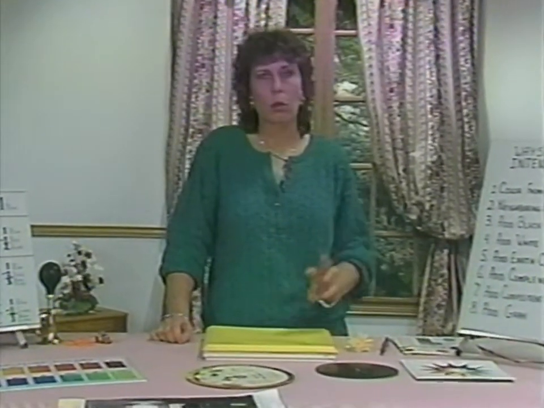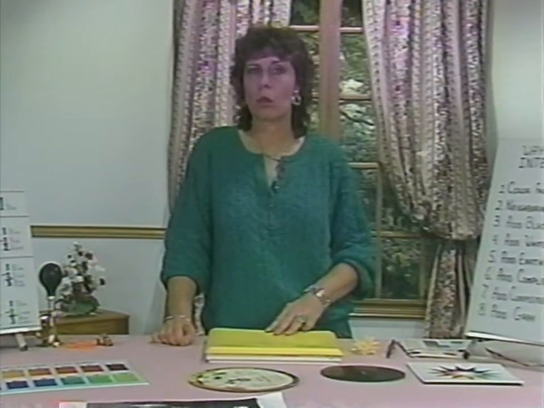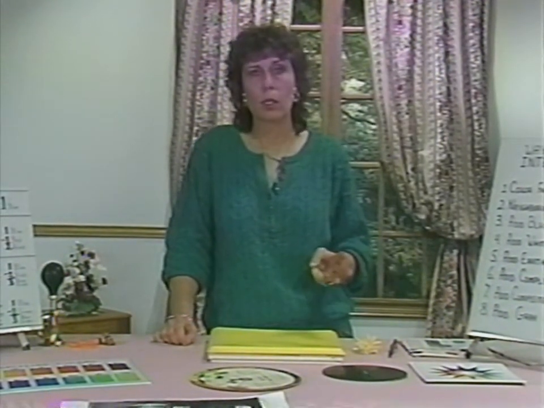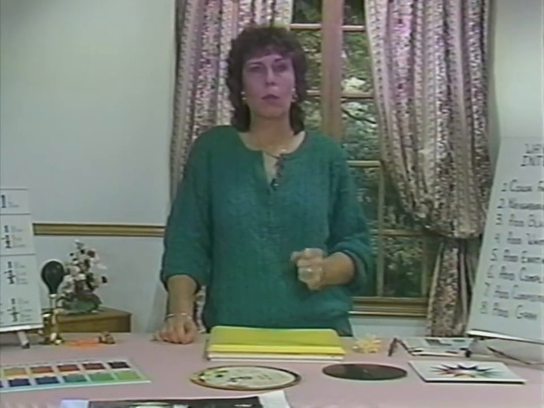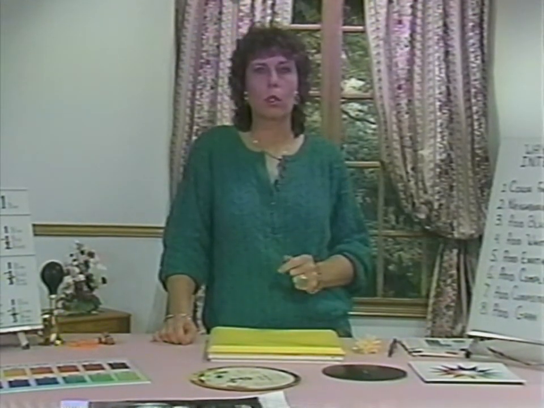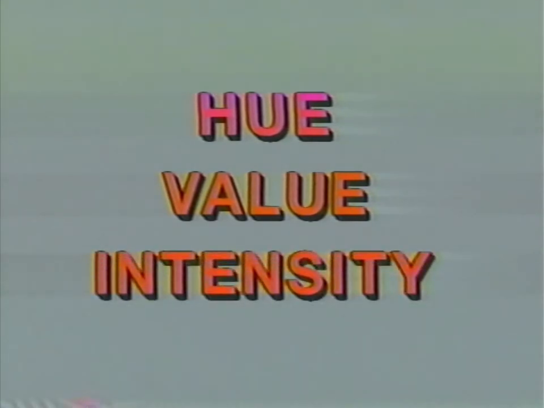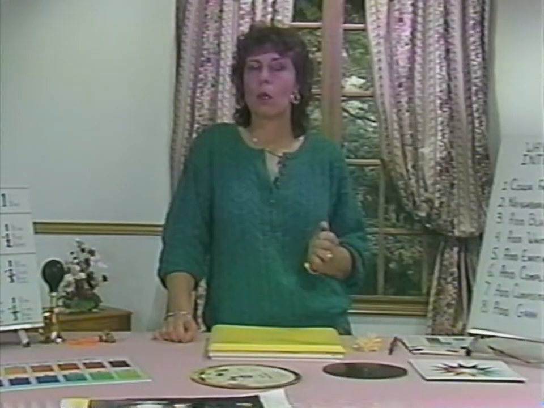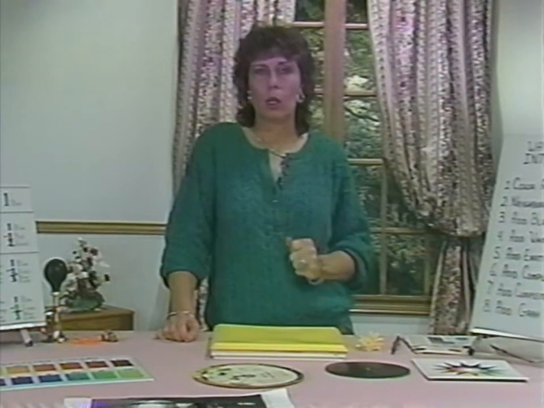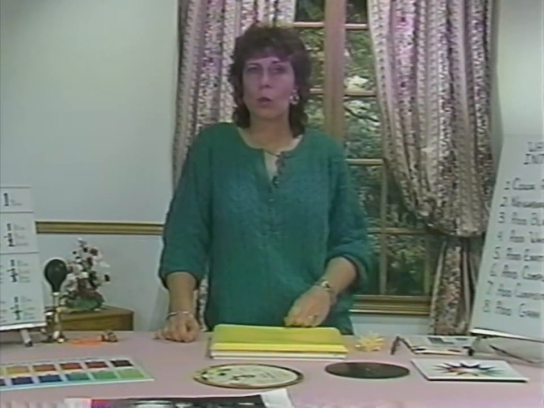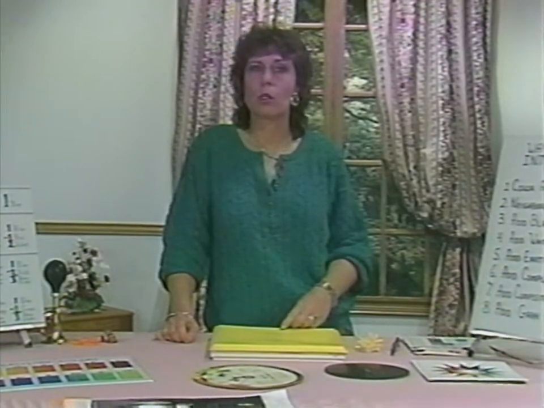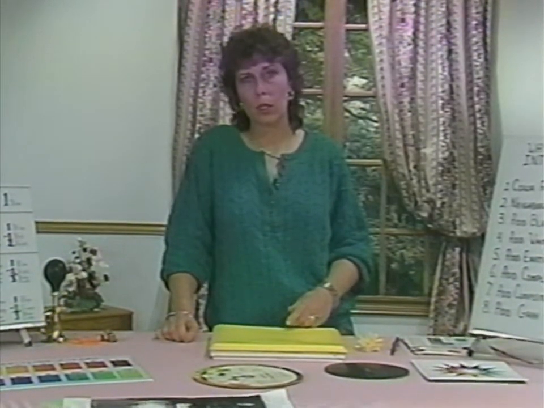Now then, we have talked about the three separate properties of color: hue, value, and intensity. Do you understand them? Take time to review this section of the tape. Hue refers to the color family. Value refers to how light or how dark a color is. Intensity refers to how bright and vivid a color is, or how dull and soft a color is. Pay attention to the vocabulary and learn it well. The next thing we're going to do after I set up my palette is to control value and intensity.